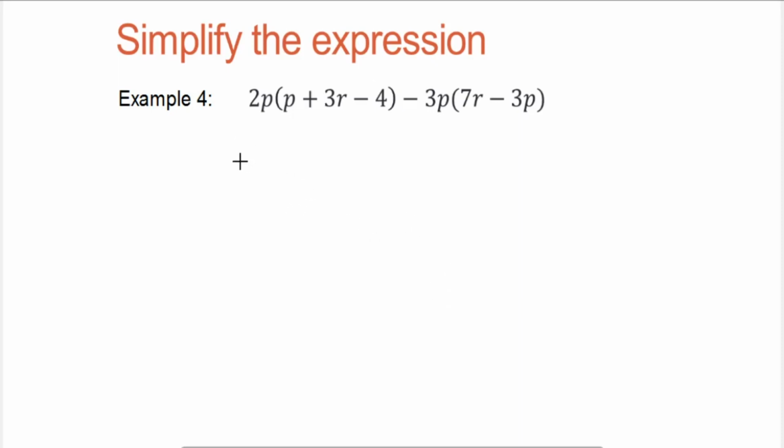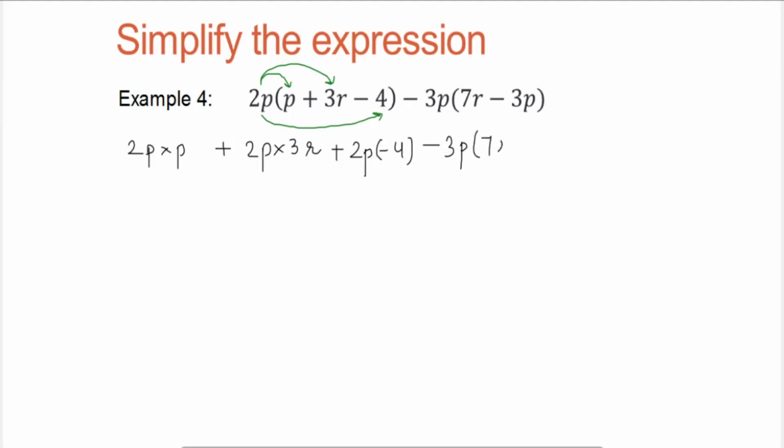So here I have brackets, and that's why first I will apply the distributive property to solve the brackets. So as per distributive property, I need to multiply the factor of 2p with all the terms inside the bracket, right? Let's do that. So I get 2p into p plus 2p times 3r plus 2p into minus 4. Same way for the next one, negative 3p times 7r and negative 3p times minus 3p.